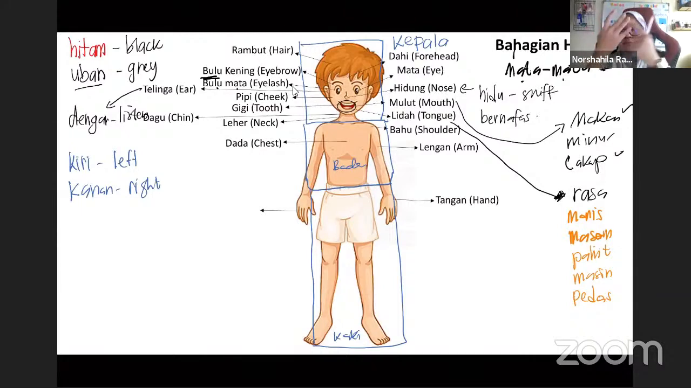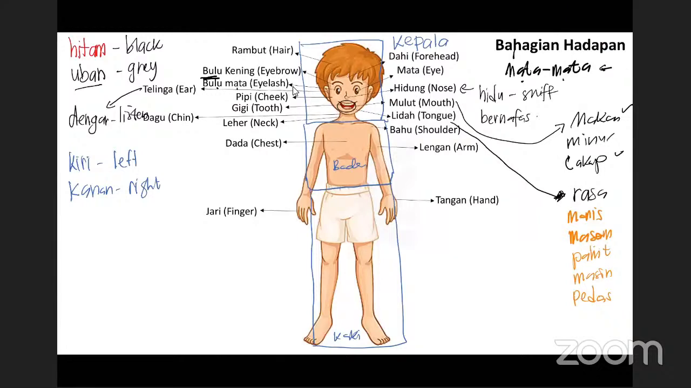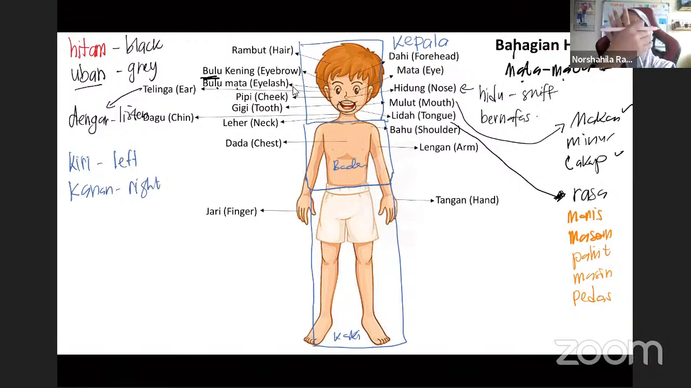You can move this one. We call it jari. Okay, this one we call jari. So, how many fingers do you have? In one side? Five. Okay, good. One side has five, and actually we have a name for each.